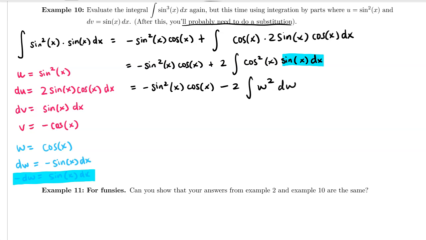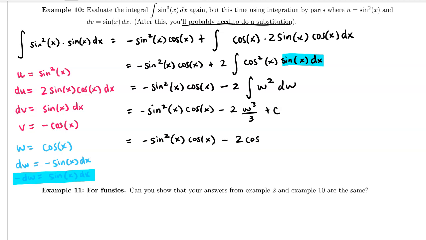Okay, so now we can integrate that using power rule. So I have negative sine squared x times cosine of x minus 2 times w cubed over 3 plus c. And then let's go ahead and plug w back in. And here we have our final answer.